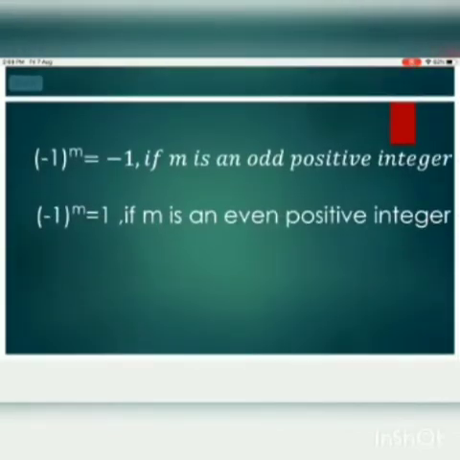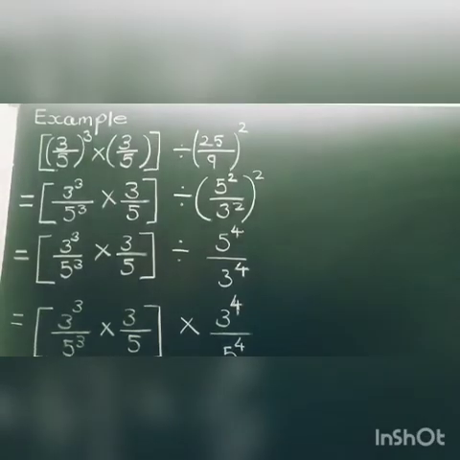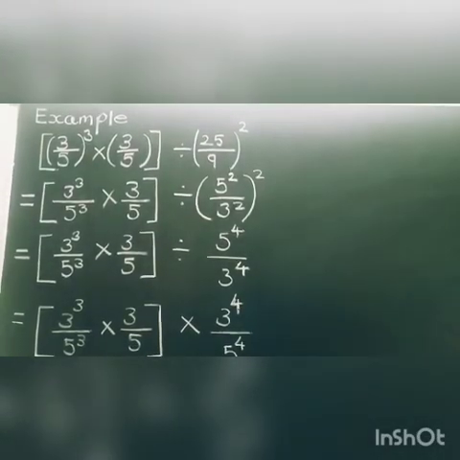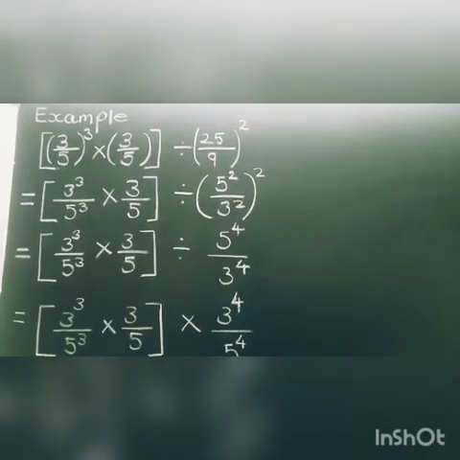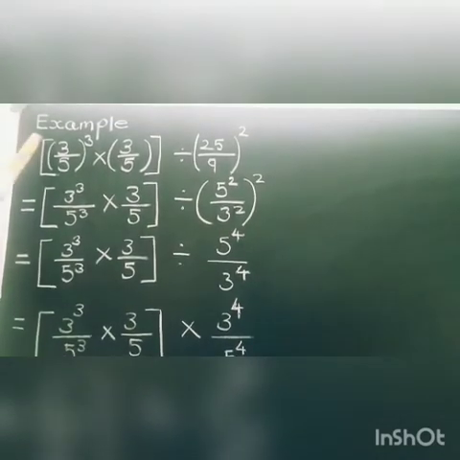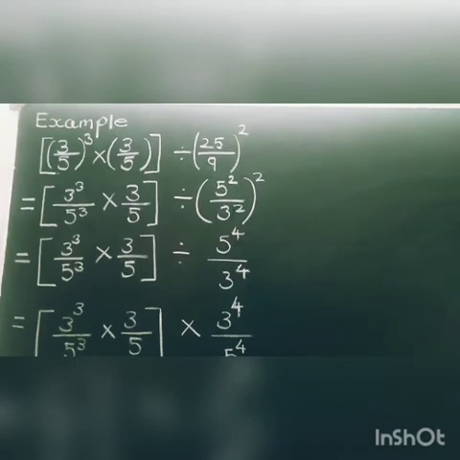Now here minus 1 the whole power m is equal to minus 1 if m is an odd positive integer. Minus 1 whole power m is equal to 1 if m is an even positive integer. Let us apply the laws for the example and see.